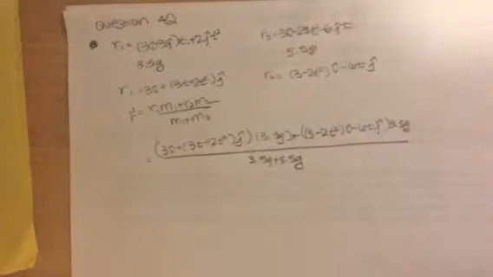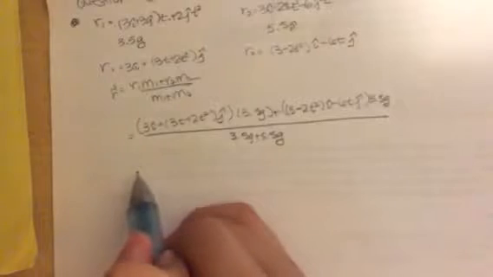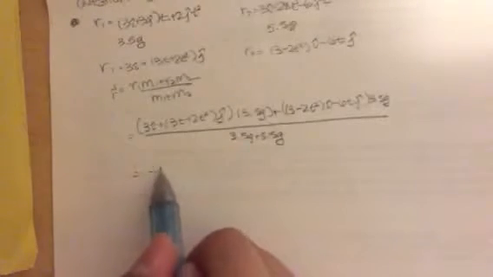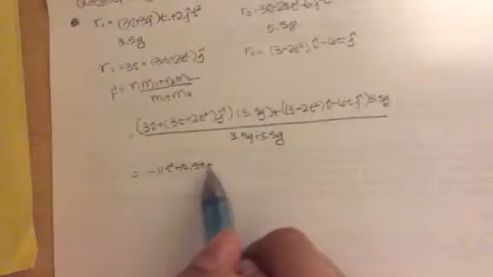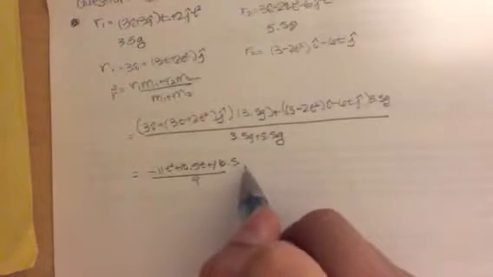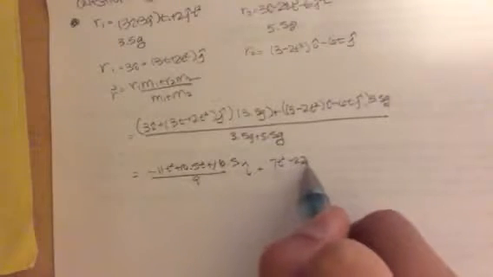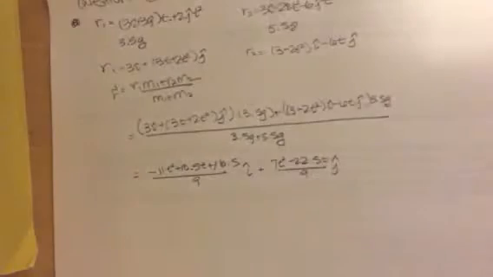this is what you get. From here, you simplify a bit, and that would get you (negative 11t squared plus 10.5t plus 16.5) over 9 i plus (7t squared minus 22.5t) over 9 j.